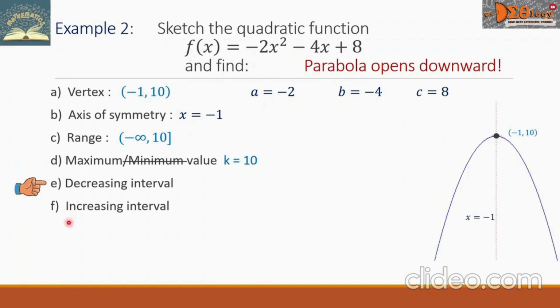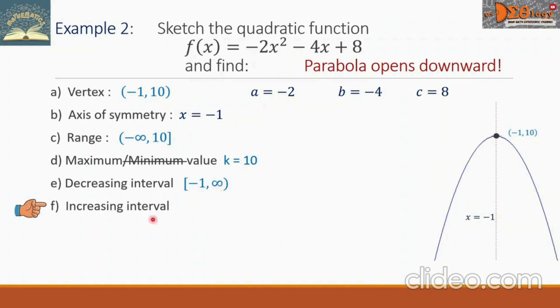Next, E and F, decreasing interval and increasing interval. Let us read the graph from left to right. Our reference is the axis of symmetry. From the axis of symmetry going to the right, the graph is going down. So the right side is the decreasing interval. With regard to x, the decreasing interval is from negative 1 to positive infinity.